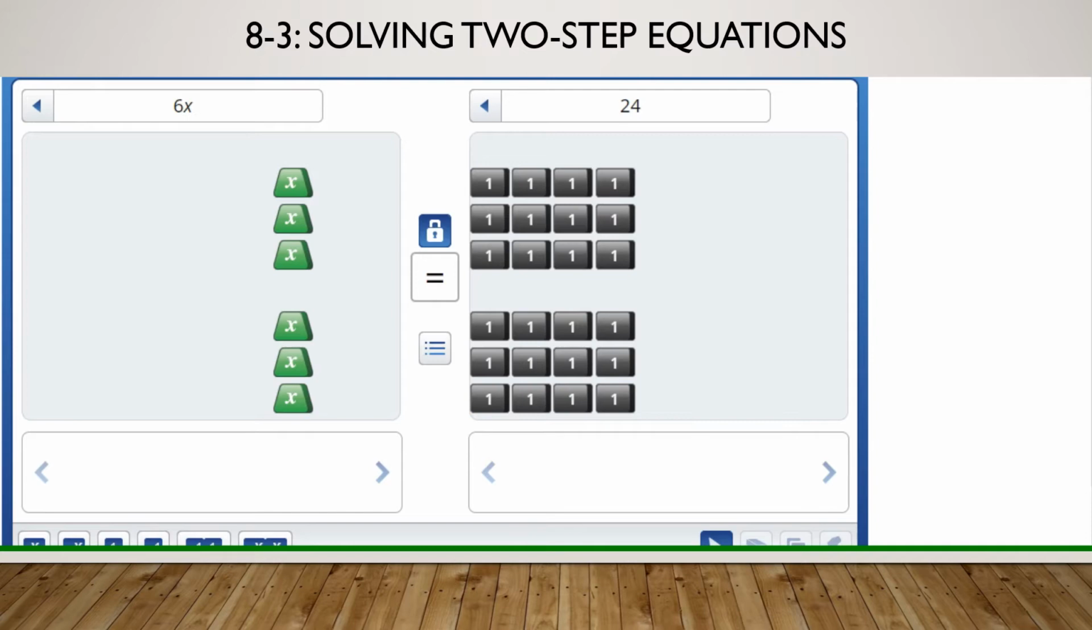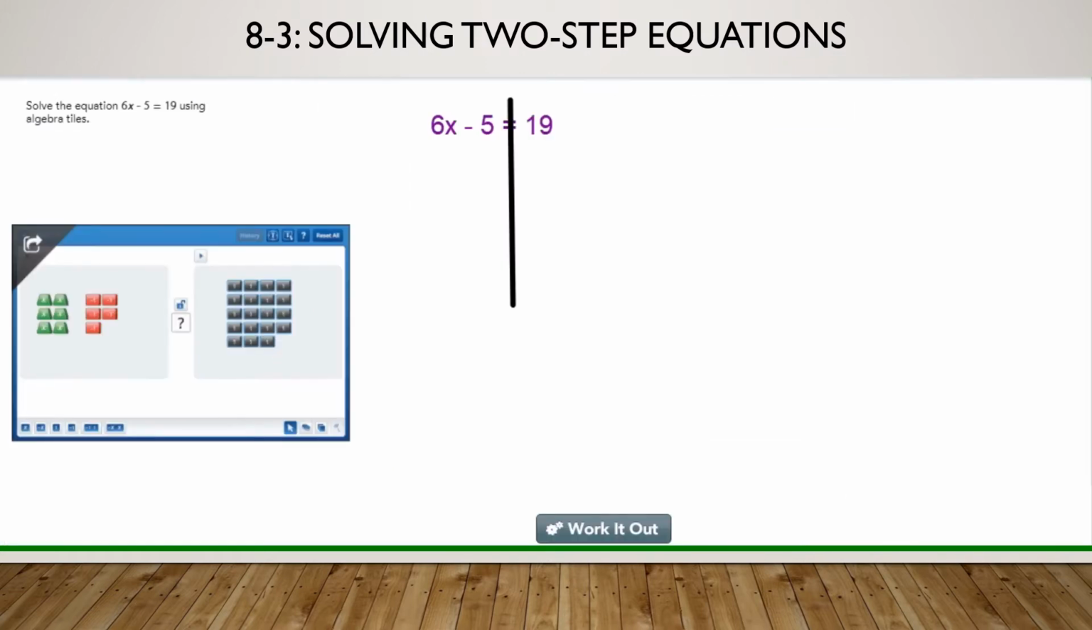So I went ahead and I evenly divided all of the ones and all of the x's. Notice for every 1 x, I have 4 ones. So that means x is equal to 4. Alright, I just explained how to solve this equation using the algebra tiles.